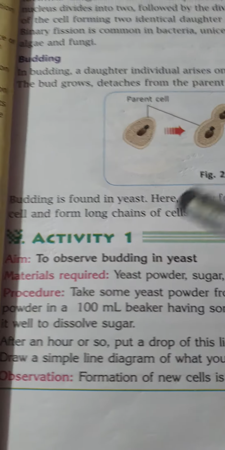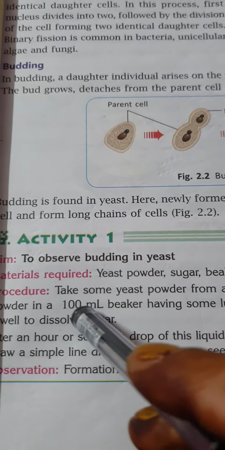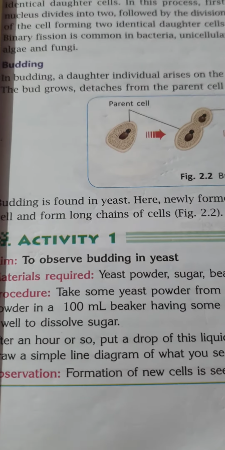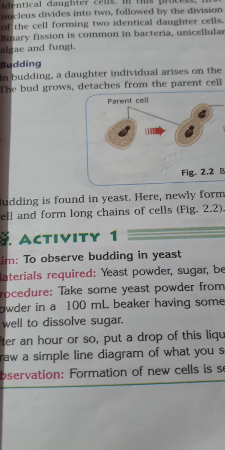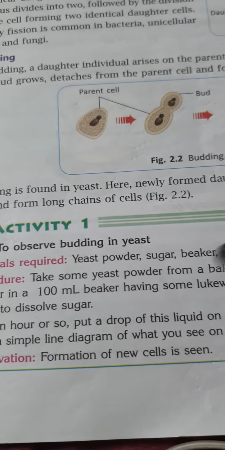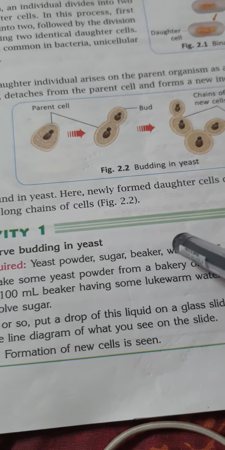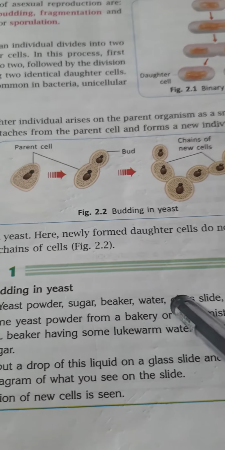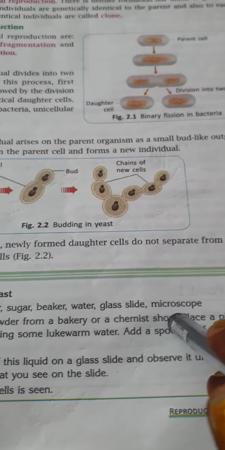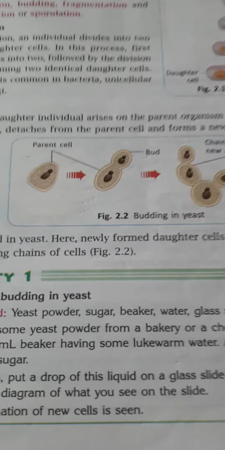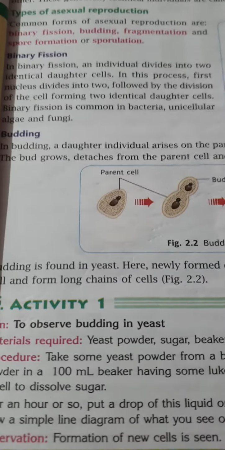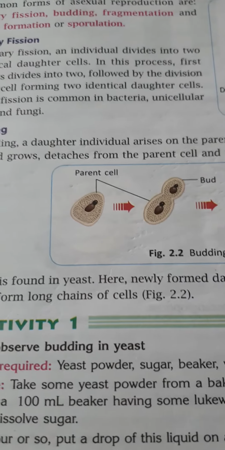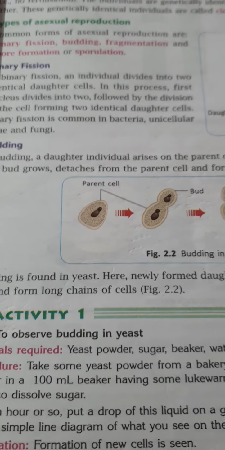Now students, we were in activity 1. To observe this budding in yeast, we have to do an activity in which the materials required are yeast powder, sugar, beaker, water, glass slide and microscope. Many of you will say, ma'am, we don't have a microscope at home. Now how will we do this activity?